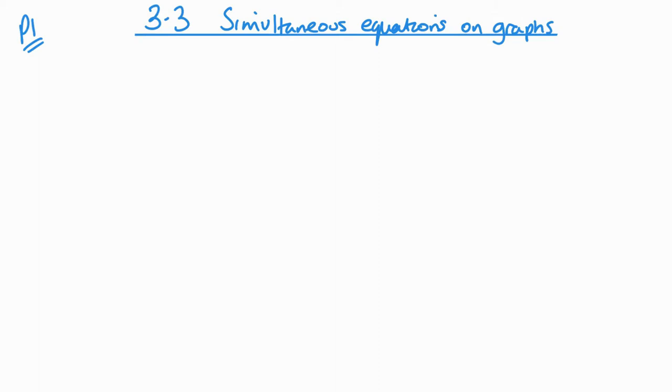So we've done solving two linear simultaneous equations, and we've done solving one quadratic and one linear equation simultaneously. Now what we're going to do is, how do we do it with a graph? So what I'm going to do now is show you with an example.